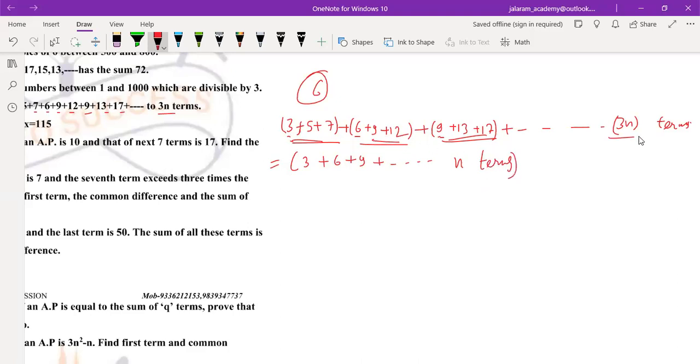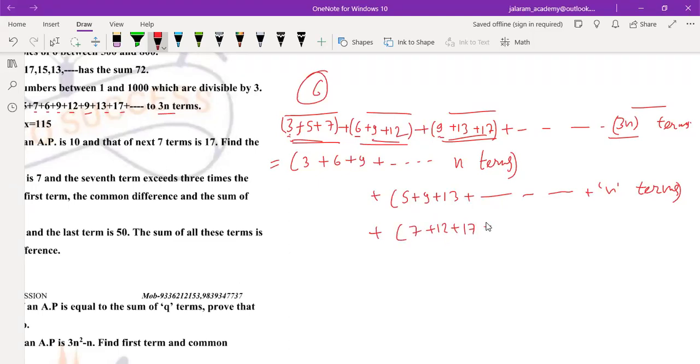Why? Total number of terms is 3n. So there will be n groups of 3 terms each. And if we write the first term of each group, there will be n terms in the first series. Then next, 5 plus 9 plus 13 also has n terms. Is that clear to you? Plus 7 plus 12 plus 17 and so on. This also has n terms.